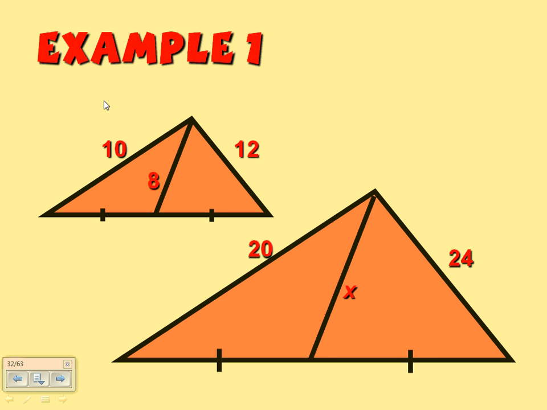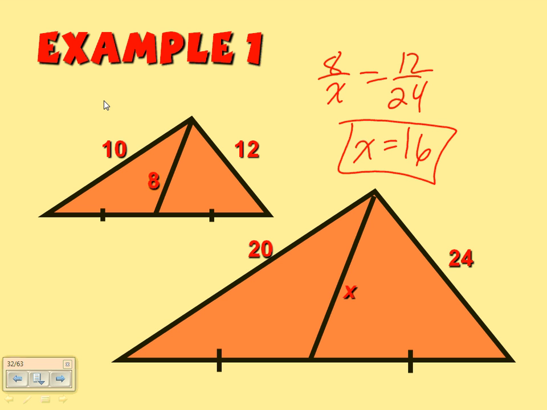Okay, anybody else? Brett. Yes. 8 over x equals 12 over 24, which also equals 1 over 2. Good. So what's the answer going to be? X equals 16. Good. And again, for these, I left out the labels.